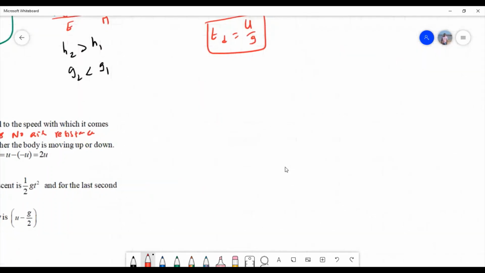Let me show you what it means. Suppose, as I said, I project a body with some velocity. So let's take u.